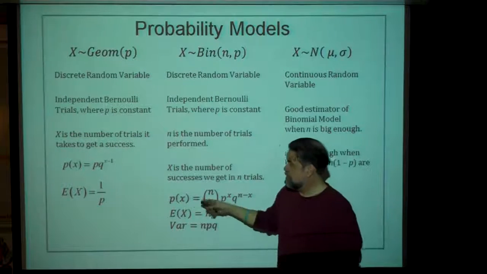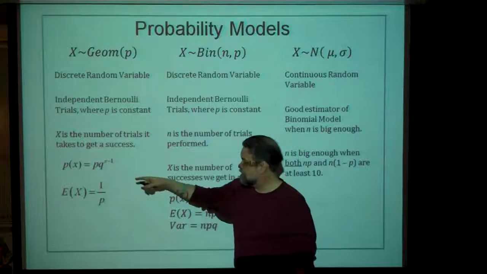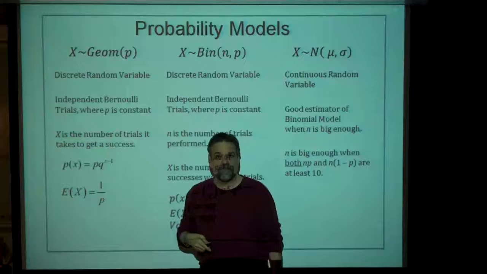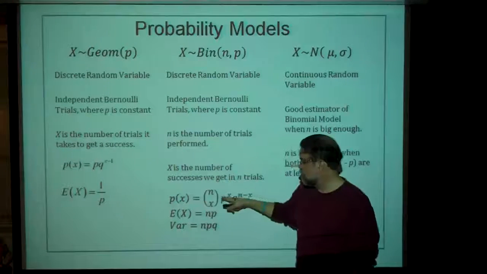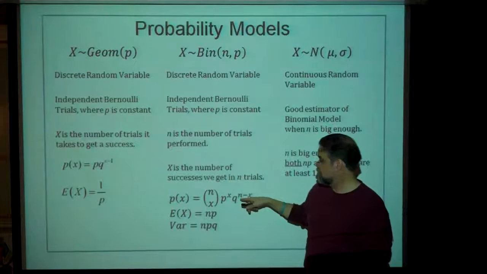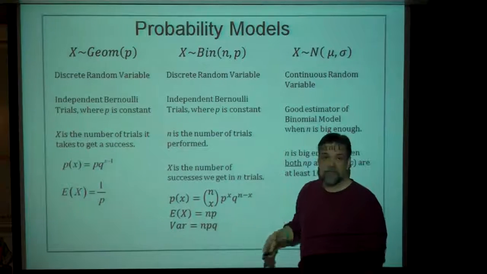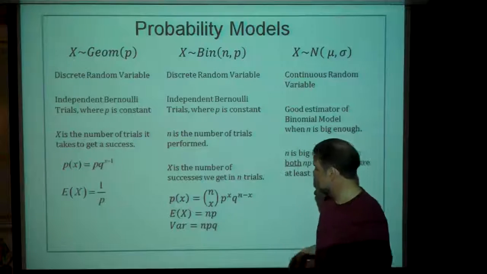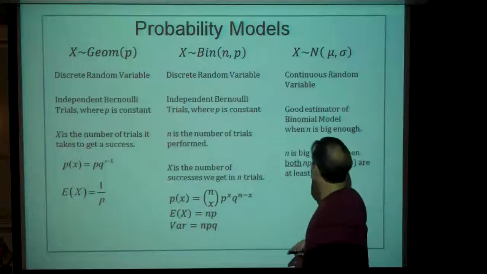We talked about what the formulas are to get your probabilities, and also the expected value of the geometric random variable. With the binomial, we talked about the formula used to get the probabilities, as well as both the expected value and the variance of the random variable. There should be a variance of x in there. That's a typo. Sorry about that.